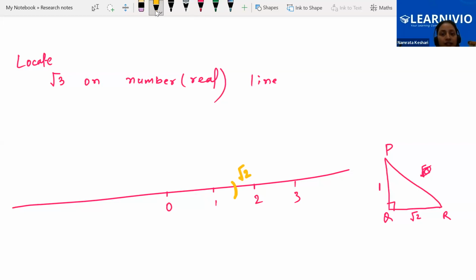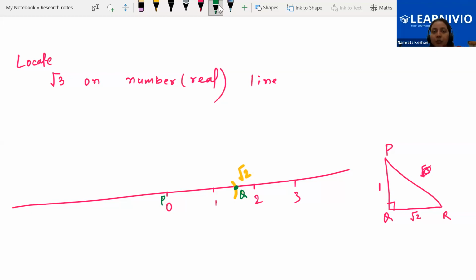Let's say this is point P, this is point Q. This is the location of root 2 and this is Q. How did you get to know the location of root 2? Just now you have drawn and located root 2. So to locate root 3, at first you locate root 2. Either you locate it in a separate figure and in the separate figure you can locate root 3, or together also you can do it.